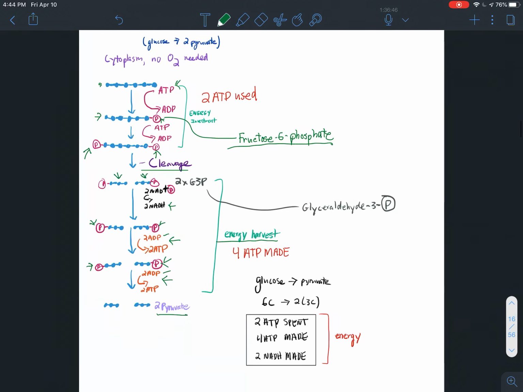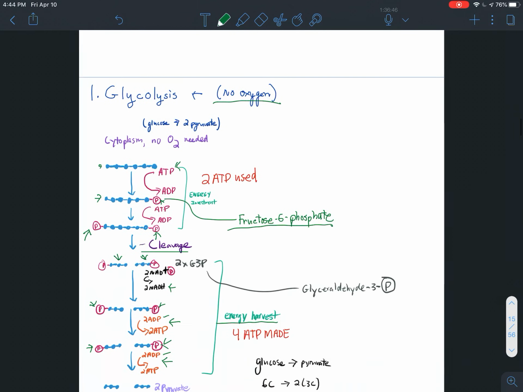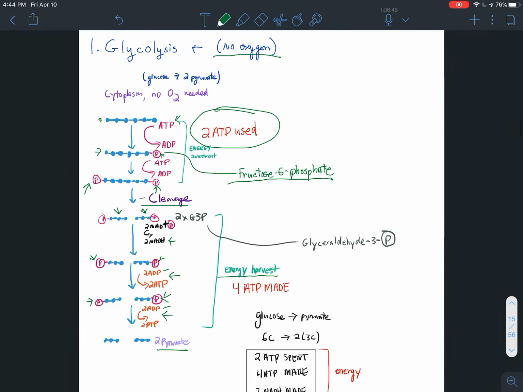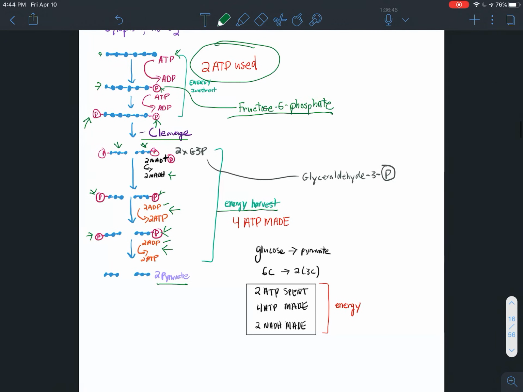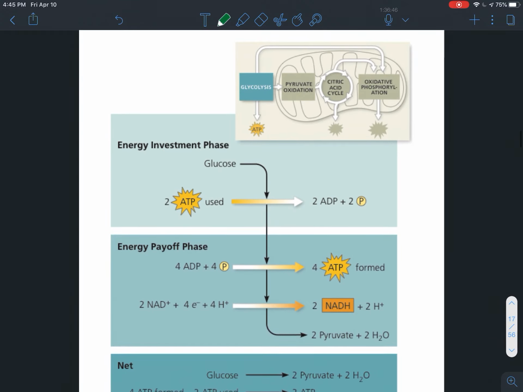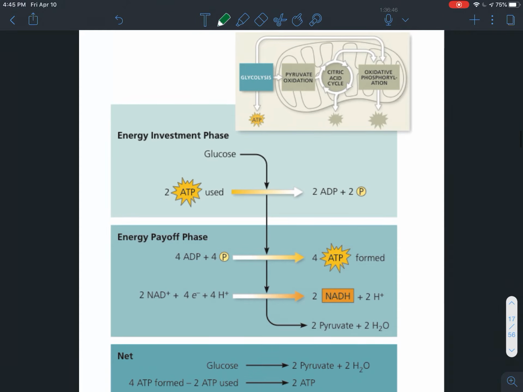In summary, at the beginning of the energy investment phase, we used 2 ATP molecules and made 4 ATP, as well as 2 NADH. But actually there's only a net of 2 ATP made because we used 2 at the beginning of glycolysis. This is the summary of glycolysis. Here is a better picture of glycolysis from one of my textbooks.